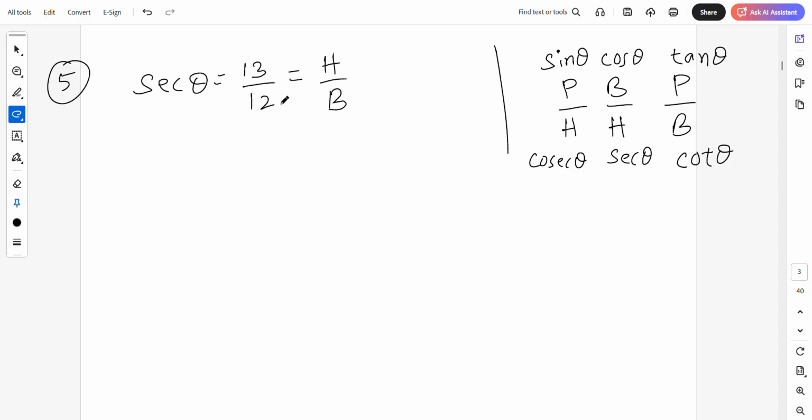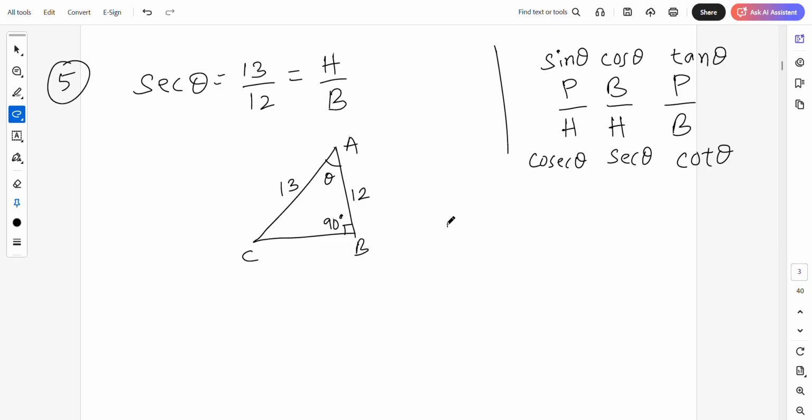Now write the triangle. In the triangle, they have given hypotenuse and base. Let us write this. This is ABC, right angle at B is 90 degrees. Hypotenuse is how much? 13. Let us say this is theta. Base is how much? 12. We are supposed to calculate what? BC.